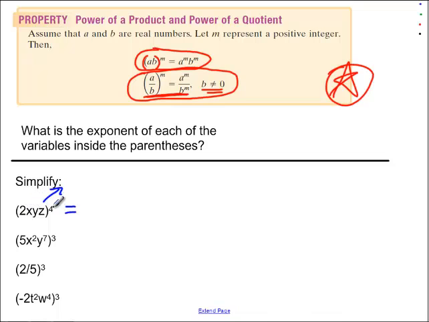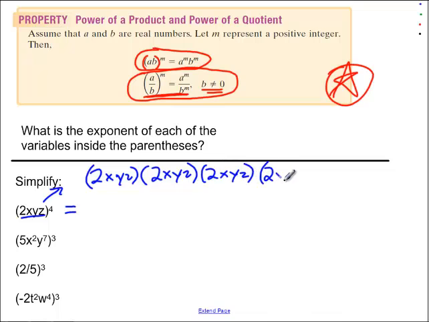2xyz to the fourth power. Well, this is our base. So here's my 2xyz, and I have to multiply that by itself 4 times. 2xyz, 2xyz, 2xyz. If you really get stuck, this is something that you can do if you don't remember the rule.